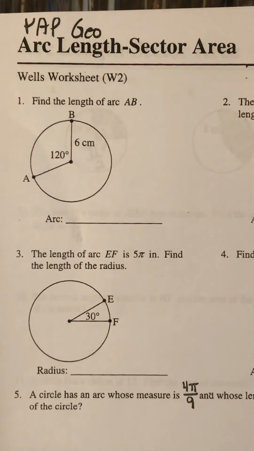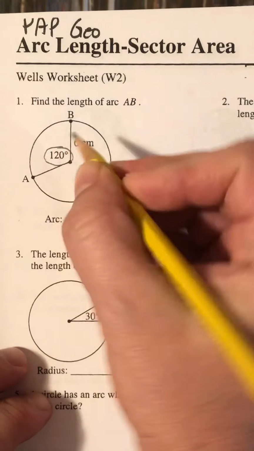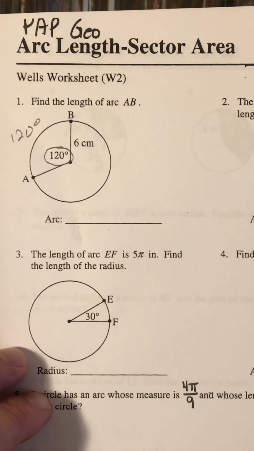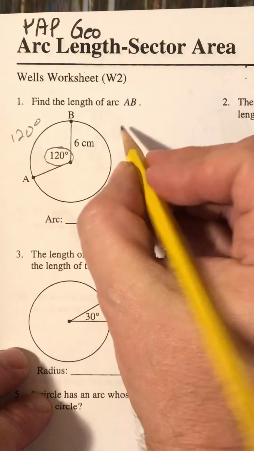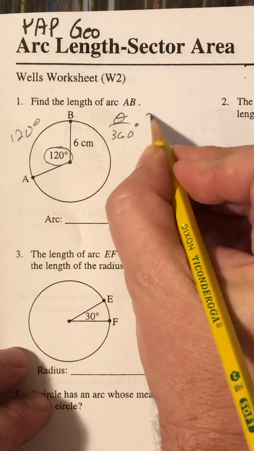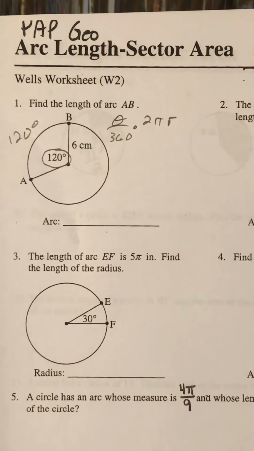So if I'm trying to find the length of arc AB, the central angle is given in degrees, so that means the arc is also going to be in degrees, and it's going to be 120 degrees. It'll be the same as the central angle, all right? So that means that we're going to use that formula theta over 360 times 2 pi r. We're basically multiplying the fraction of the circle times the formula for their circumference, okay?